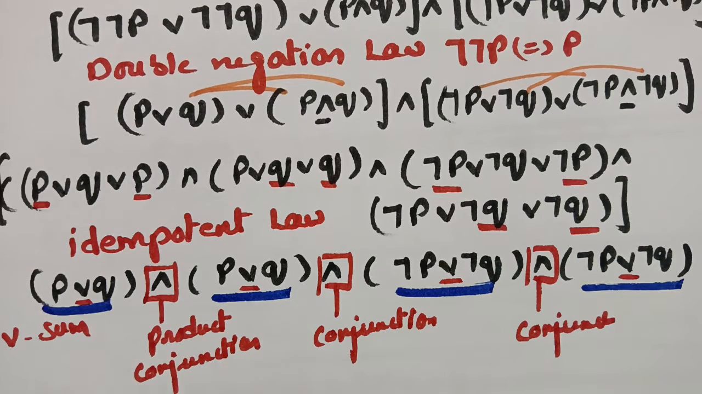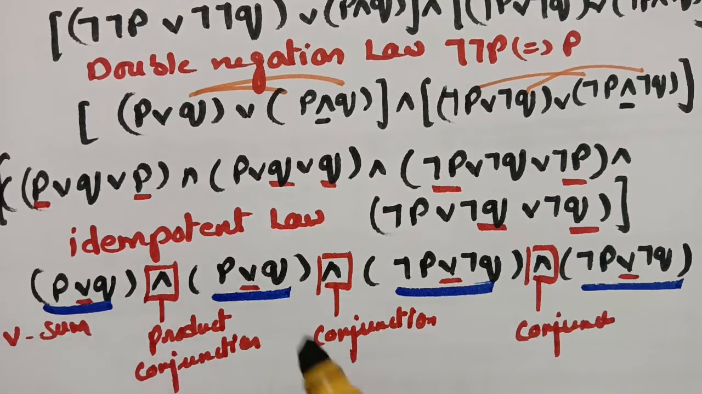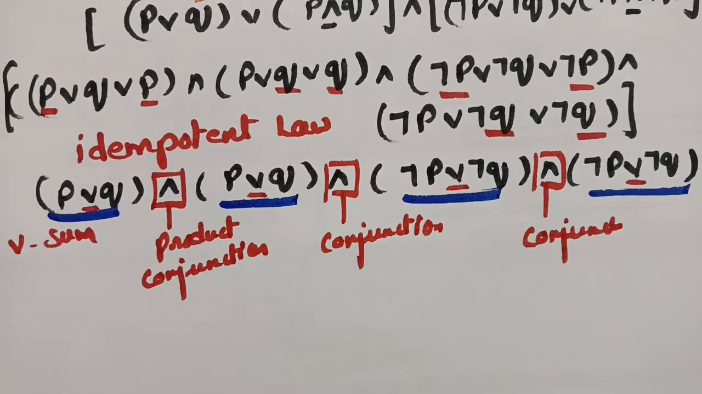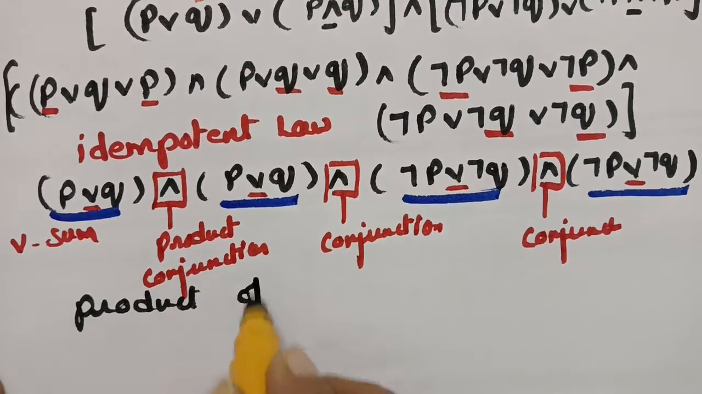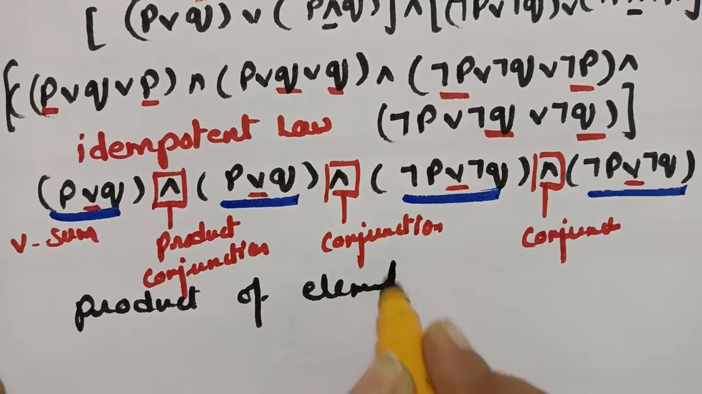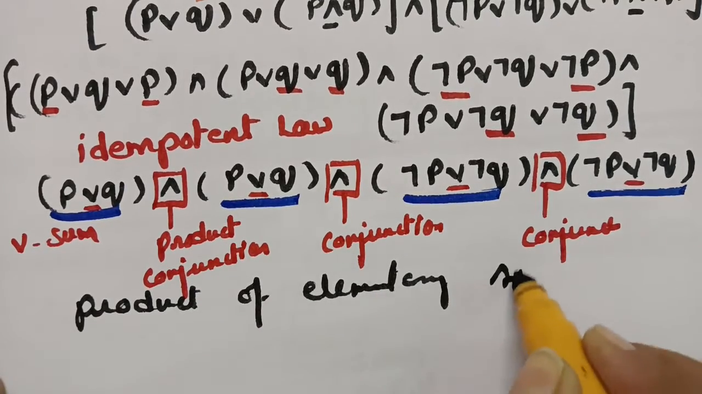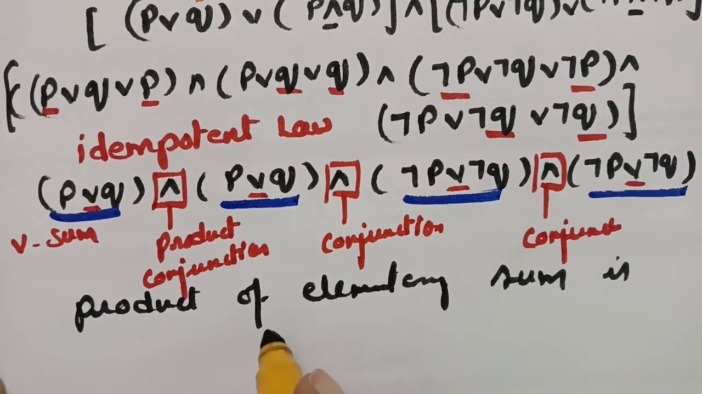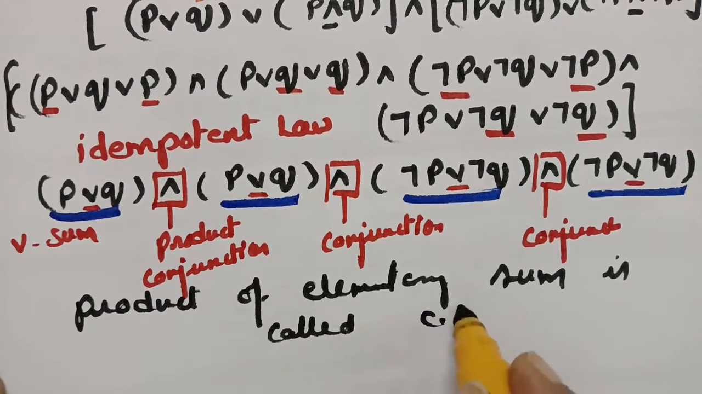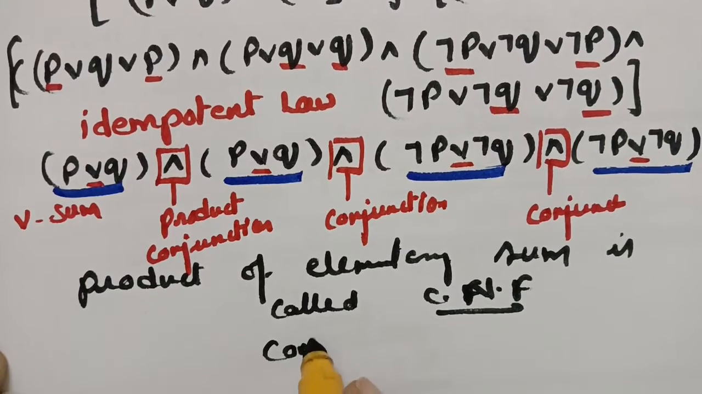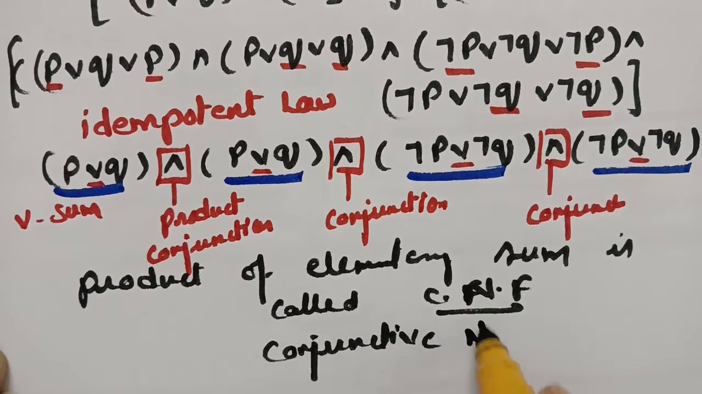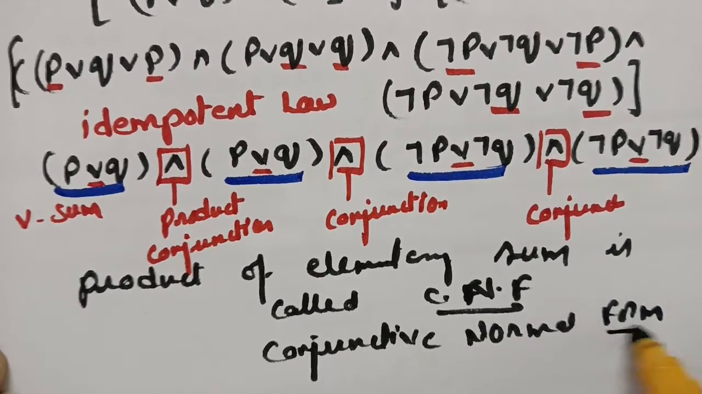See here, this one is a product of elementary sums. A product of elementary sums is called CNF. So this is conjunctive normal form. So this is a conjunctive normal form. So this is how we have to solve.